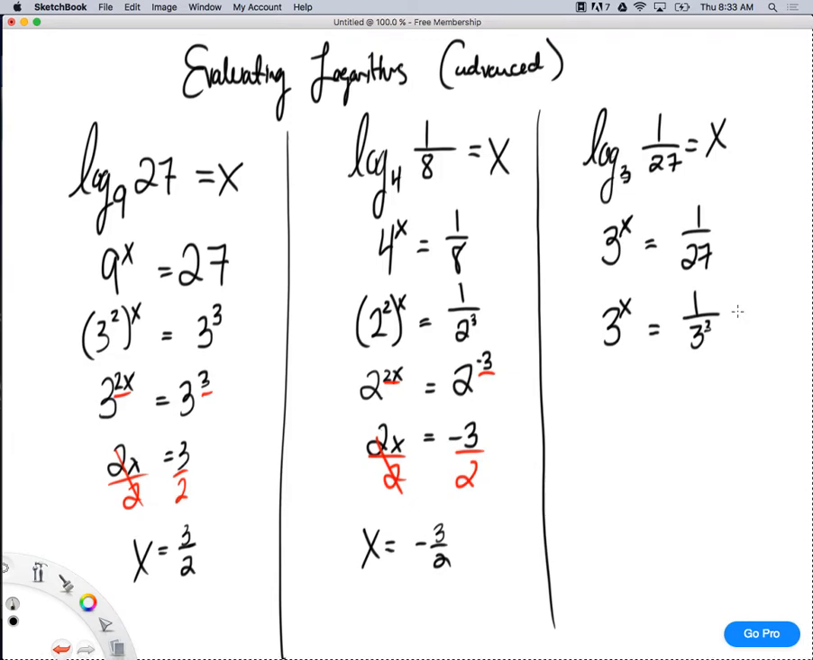All right. 3 to the x equals 1 over 3 to the third. You rewrite it. 3 to the x equals 3 to the negative 3. You then equate your exponents. You get x equals negative 3. Okay? Any questions about that? You can use this method for any logarithm. If this is just easier for you, then you can just use it. But I think the simple ones you should just be able to look at and evaluate. Any questions on this?